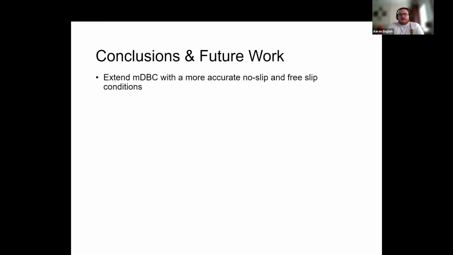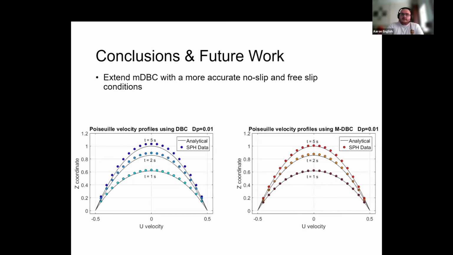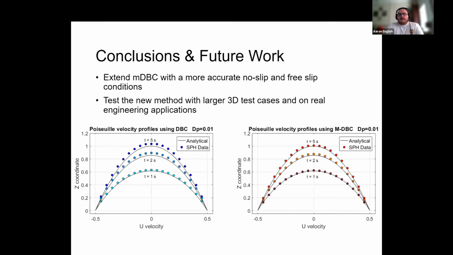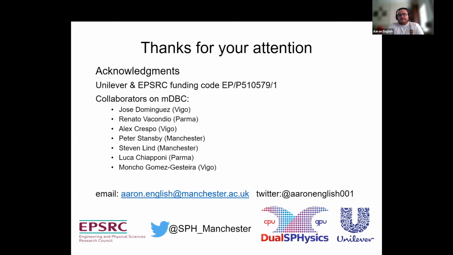So some future work. We'd like to extend mDBC to include a more accurate no-slip or free-slip condition. At the moment, the velocity in the boundary particles is still just 0. We've got some preliminary work on this, just for some simple flows. The red dots on the right are for mDBC with a no-slip condition, and you can see there's much better agreement to the flow profiles. And then we'd like to test this on larger 3D test cases or real engineering applications.